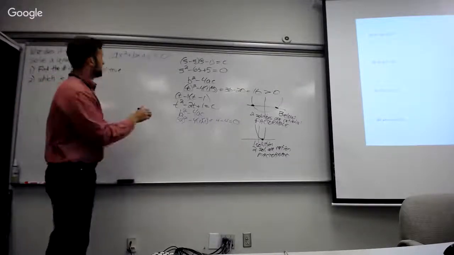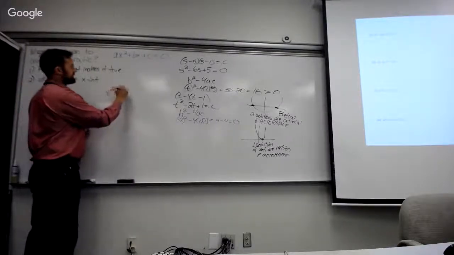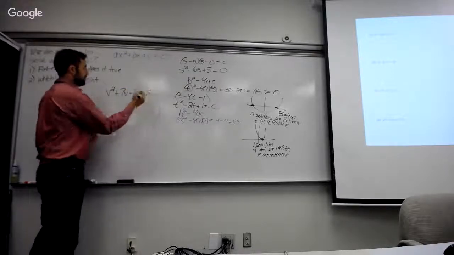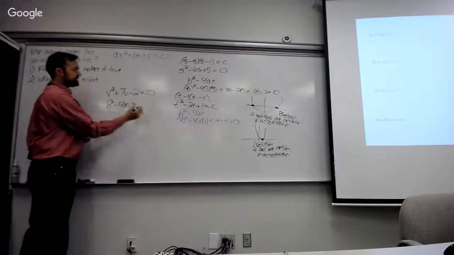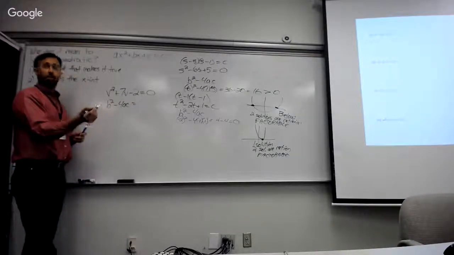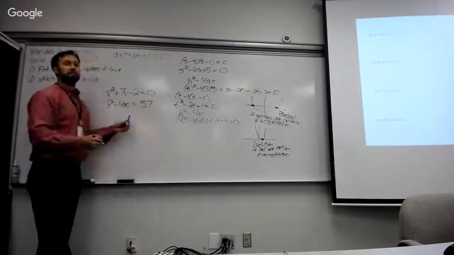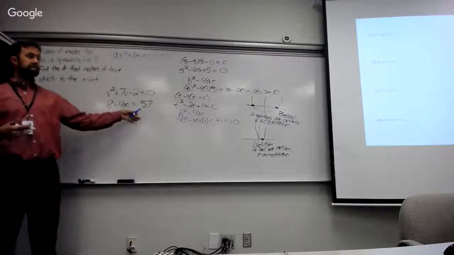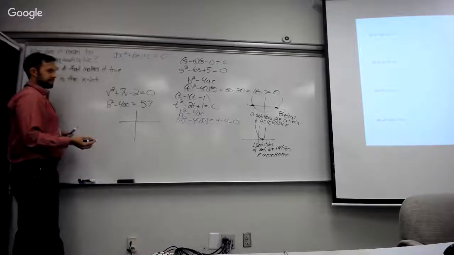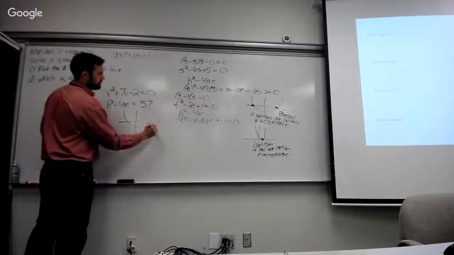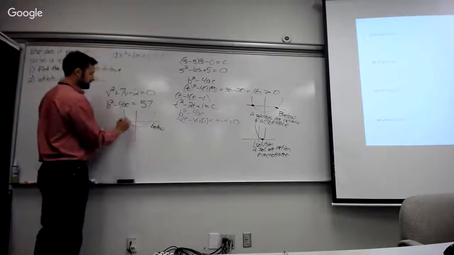How about the next one? v squared plus 7v minus 2. What did you all get for the discriminant value? I'll just go ahead and skip to that. b squared minus 4ac is 57. All right, so 57. First of all, 57 is positive, so what does our parabola look like? Below. Yeah, it's below. There are 2 real solutions.